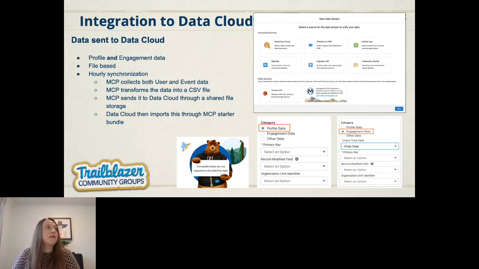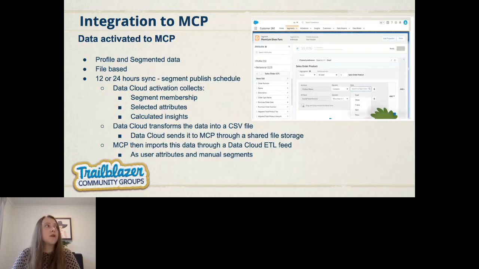Okay, so then the integration to MCP from Data Cloud. This is basically your activated data into personalization from Data Cloud. And you can activate both profile and segmented data. This is also file-based. On the initial sync, it's either between 12 or 24 hours for the segment publish schedule. And what the Data Cloud activation collects is segment memberships, selected attributes, and calculated insights.